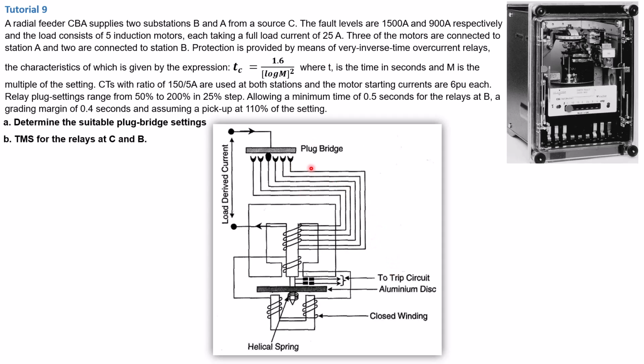As you can see here, we've got a schematic diagram representation of an IDMT relay set, with one of the key components here being the aluminum disc and the plug bridge. Obviously, the tripping circuit is also one of the very important elements in an IDMT relay, as you can see in the physical representation of the real device.